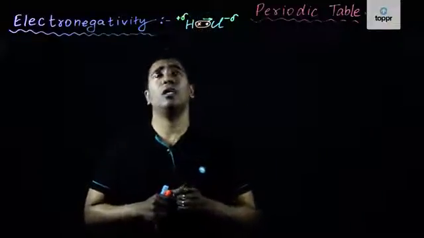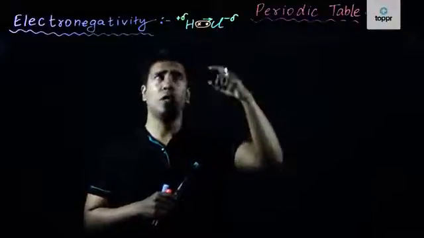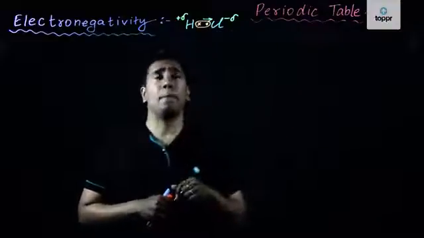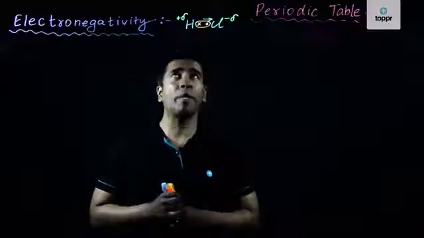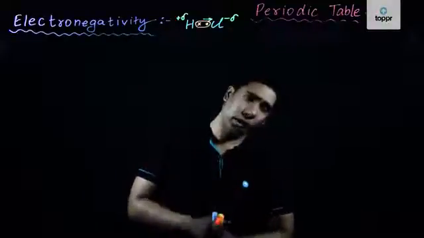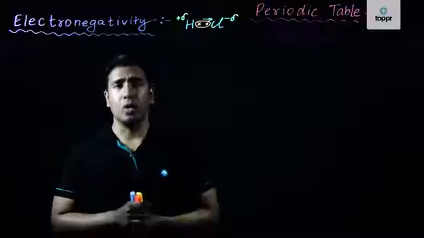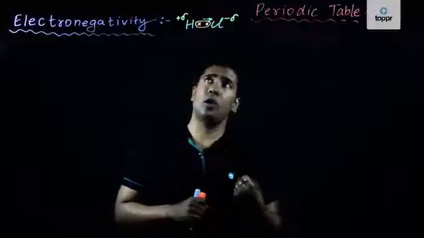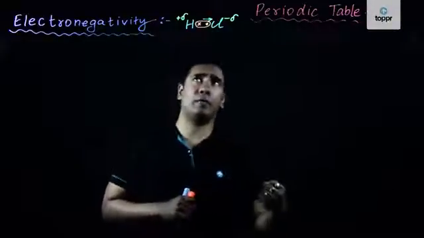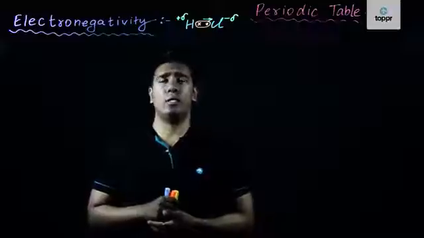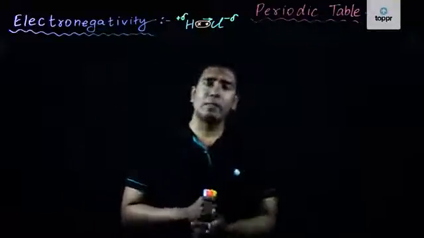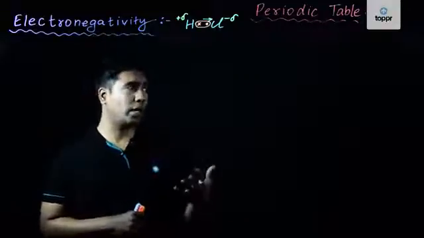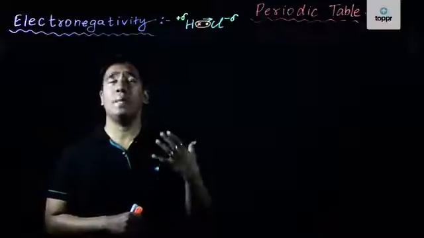This phenomenon, due to which chlorine is attracting the shared pair of electrons toward itself in a bond, is called electronegativity. So what is electronegativity? Electronegativity is that property due to which an atom attracts the shared pair of electrons involved in a covalent bond towards itself. That property is called electronegativity. Now once we understand the meaning of electronegativity, let us try to understand a very important concept about electronegativity. That is, electronegativity is not a measurable property.